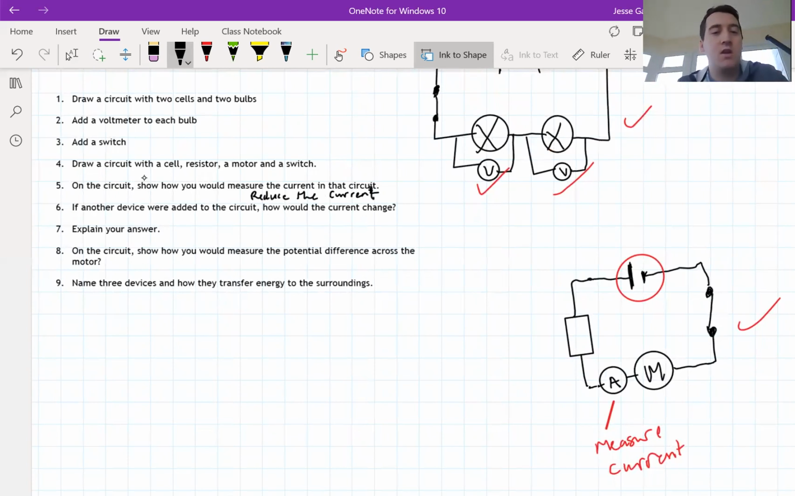Reduce the current. Sorry, that's for this question here. If another device were added to the circuit, how would the current change? It would reduce the current. Well done, you got that right.